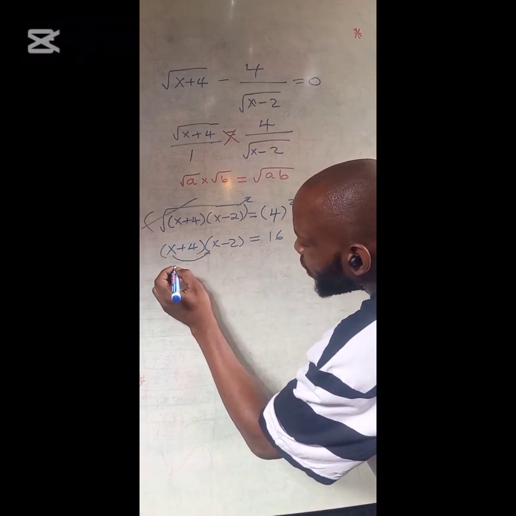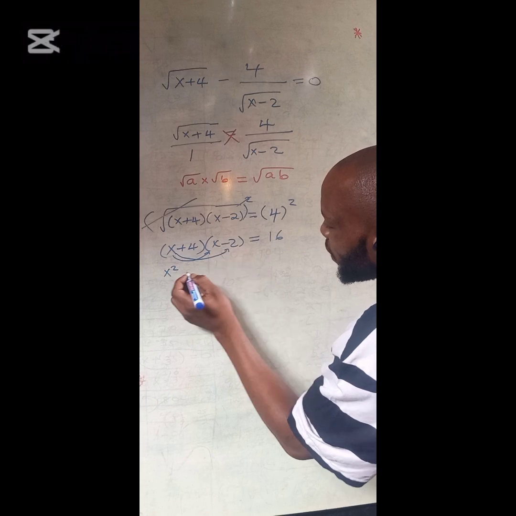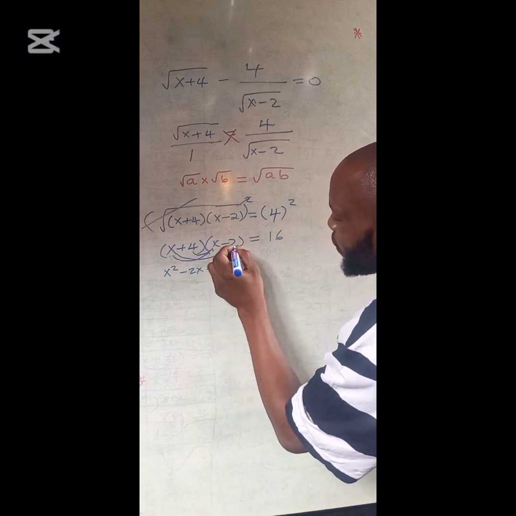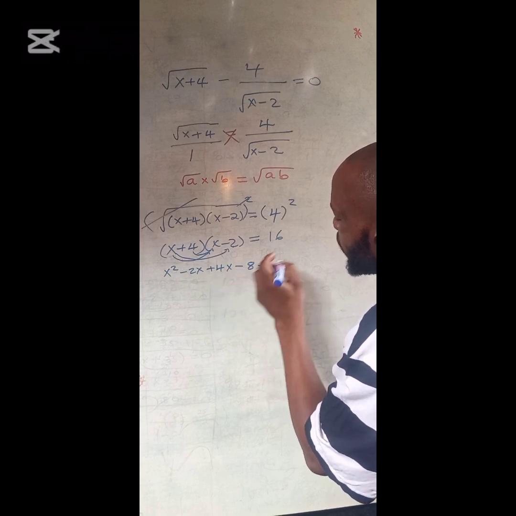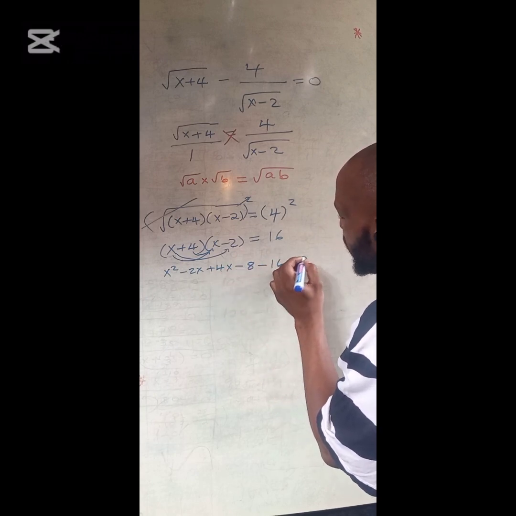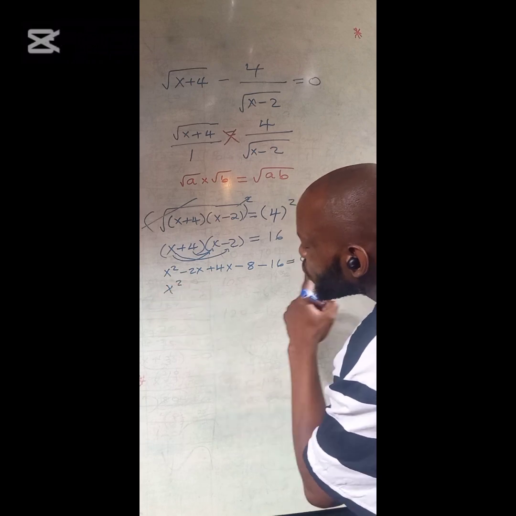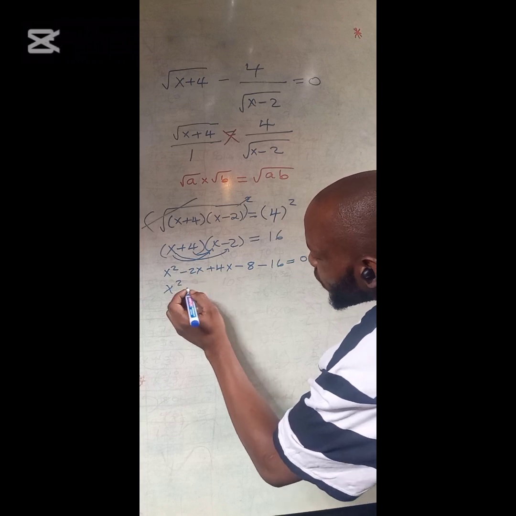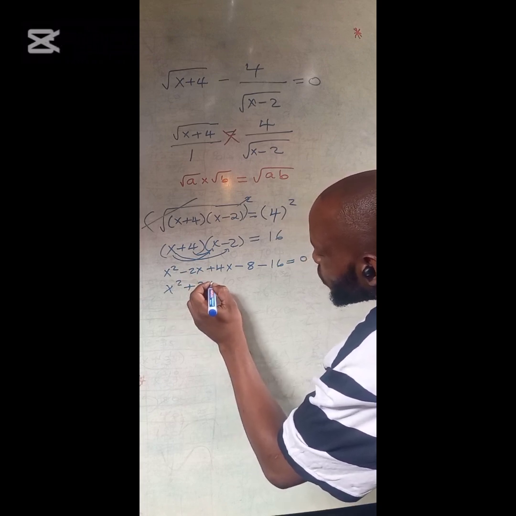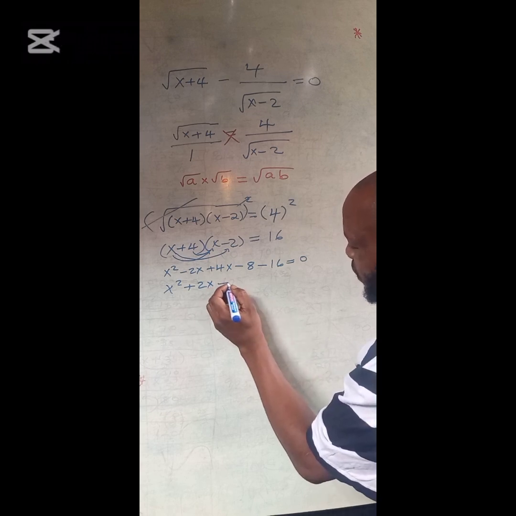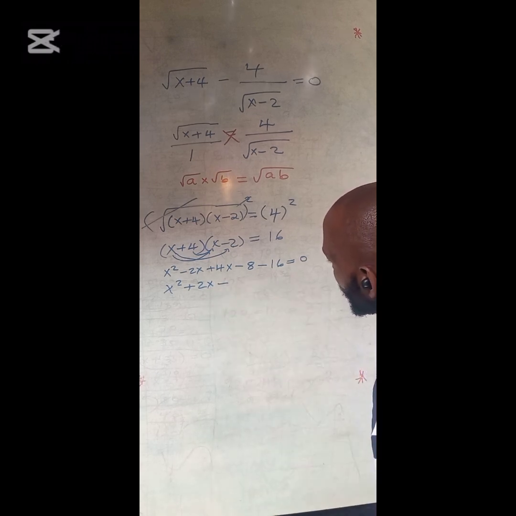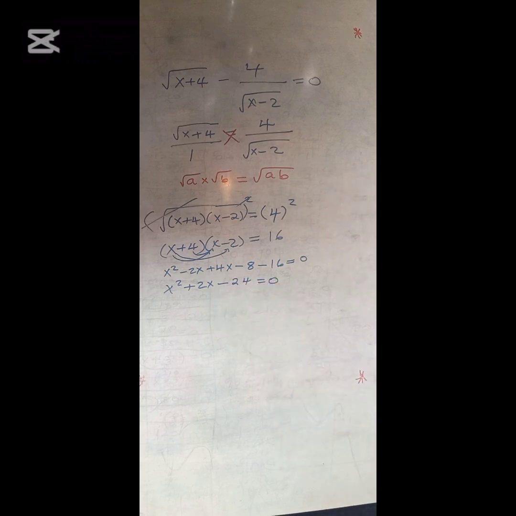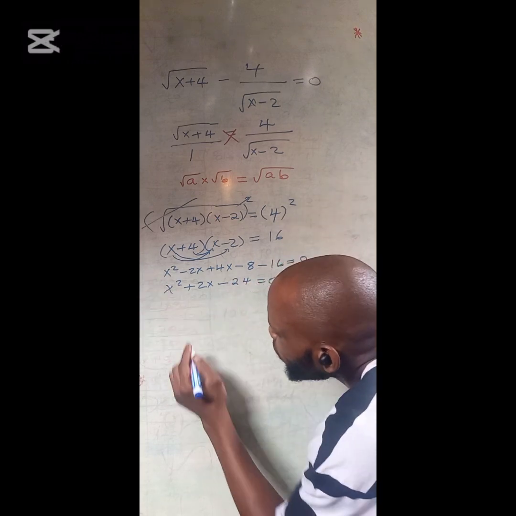This by this is x squared, x by this is minus 2x, 4 by x is plus 4x, 4 by negative 2 is negative 8. We transpose the 16, negative 16, is equals to 0, right? So now we have equals to 0, we can solve. But now let us deal with the like terms. Negative 2x plus 4x is plus 2x, and then negative 8 minus 16 will be negative 24, is equals to 0, right? So now we know the coefficient of x is 1.